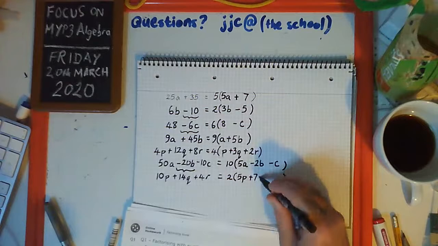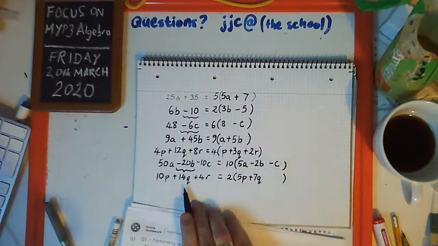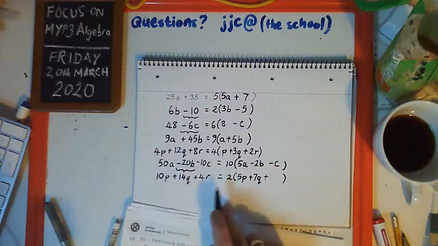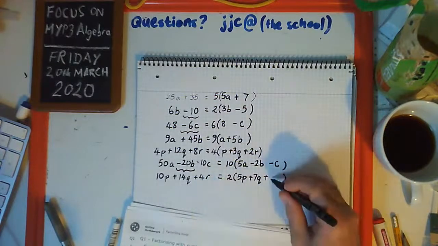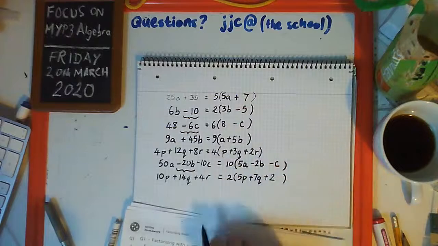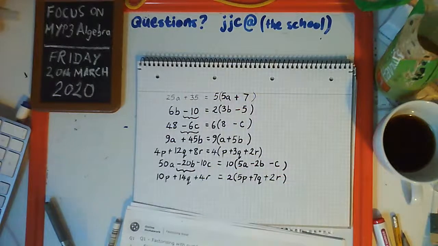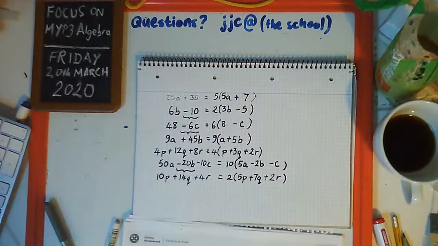So 2 times 7q will give me the 14q. And then finally, 2 times what will give me 4r? So 2 times 2 will give me 4, and 2 times 2r will give me 4r. Okay, one more to go of this block.